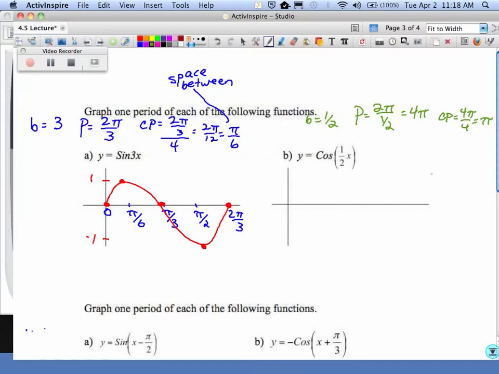So 0, 1 pi, 2 pi, 3 pi, 4 pi. I did not change the amplitude, so that's still 1 and -1. And now we're ready to graph. Where does cosine start? Maximum. So it's going to be at the top here, midline here, minimum, midline, maximum.